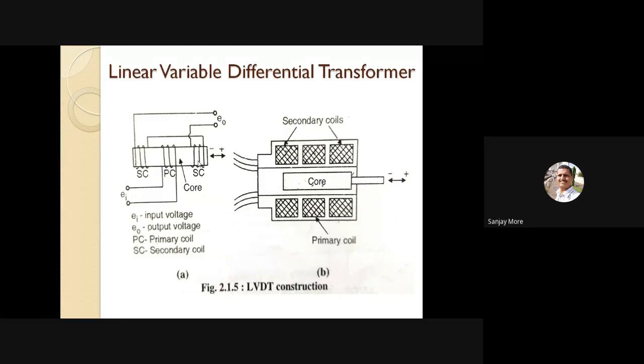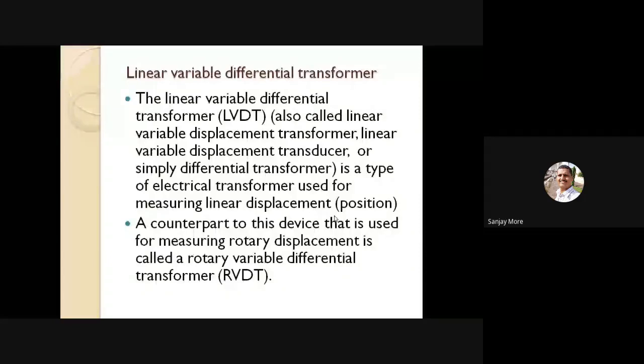Okay, this is the primary coil and these are the two secondary coils. This coil is wound in the clockwise direction and this one in the anti-clockwise direction. See the description. It is a linear variable differential transformer, or simply differential transformer. They are used to measure linear displacement, means position. LVDT is specially used to measure the displacement, means position, of this moving object.